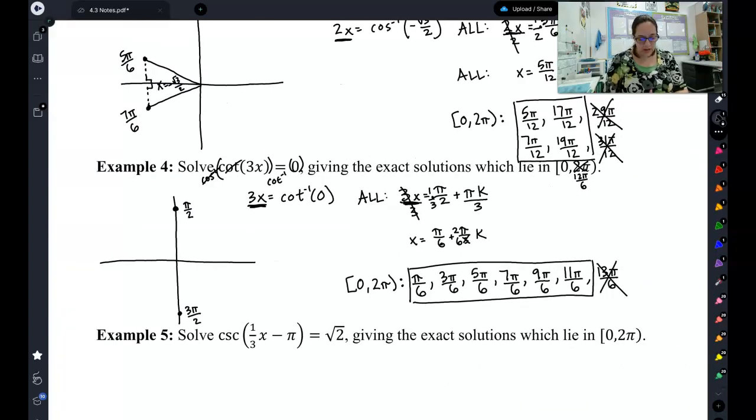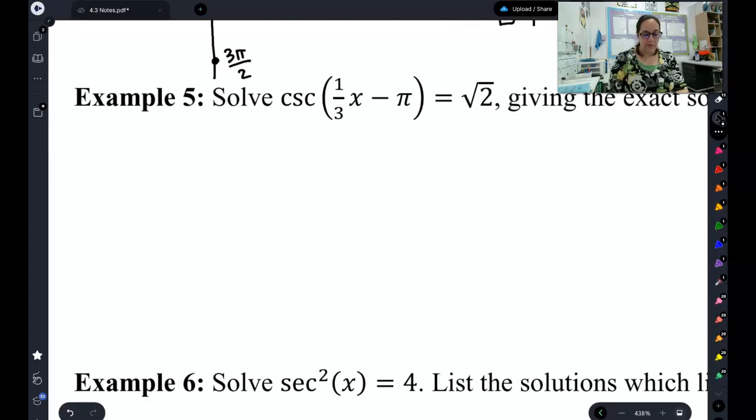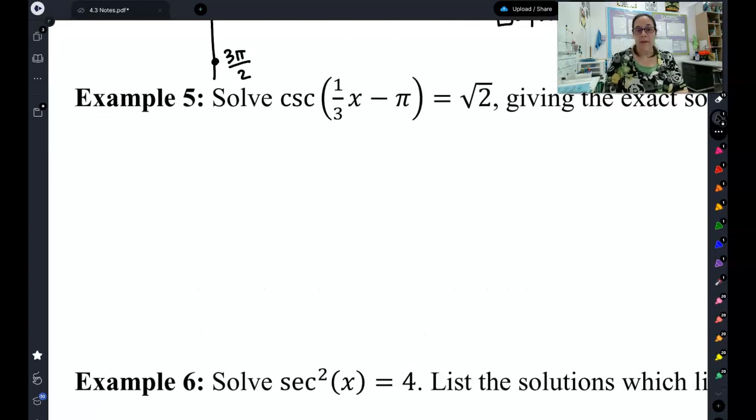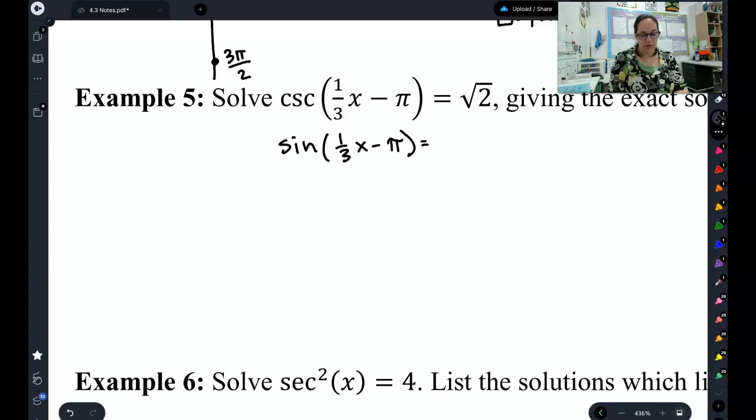So hopefully you're starting to kind of get the hang of this. Let's look at example 5. I'll get you started, then I want you to pause the video and try to finish this on your own. So first things first, this is a cosecant problem. So I'm going to flip my answer to make it a sine problem because it's easier to find those on the unit circle. Then I need to do arcsine.